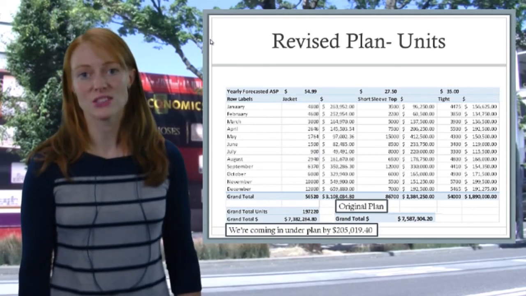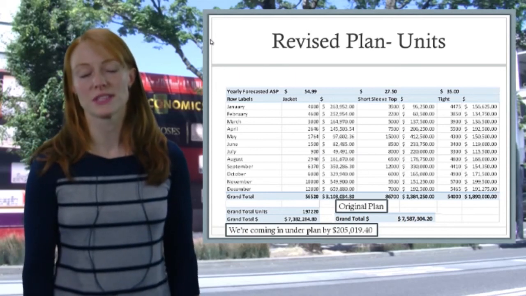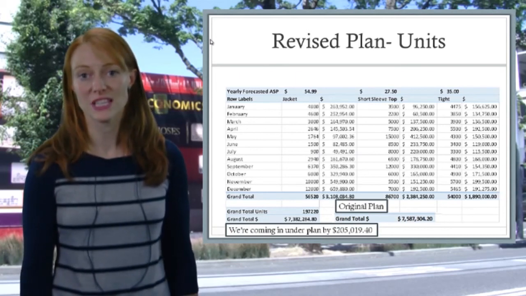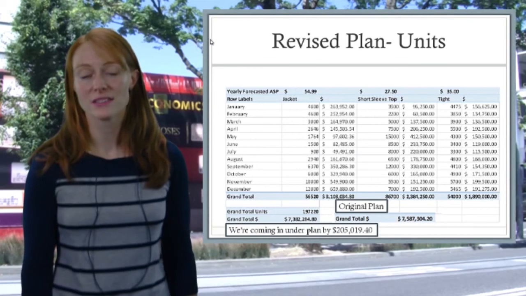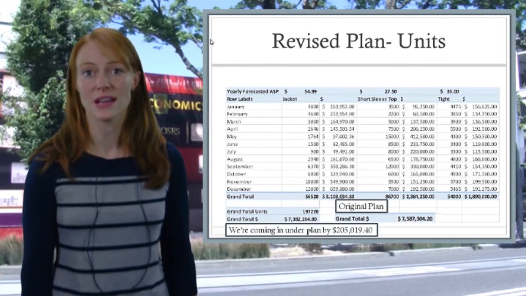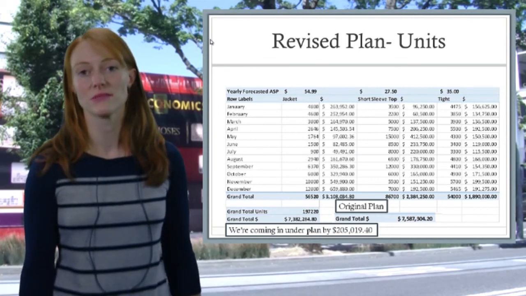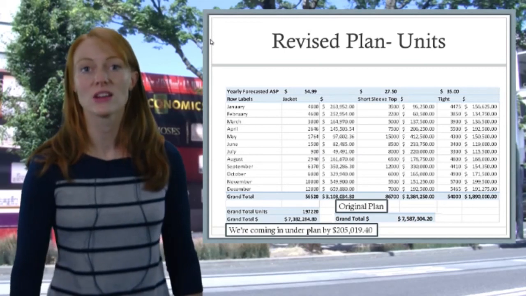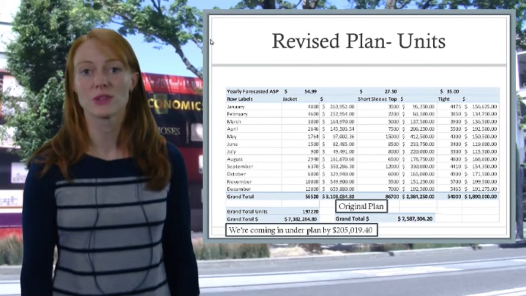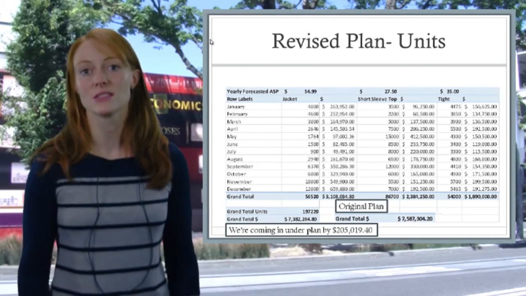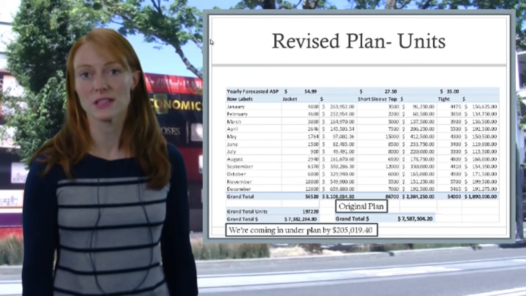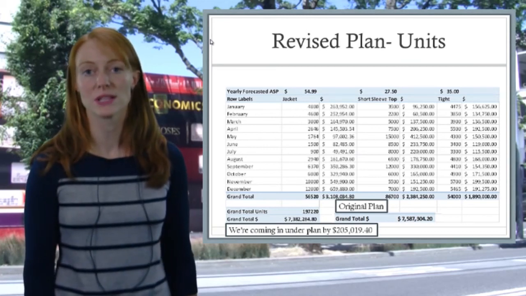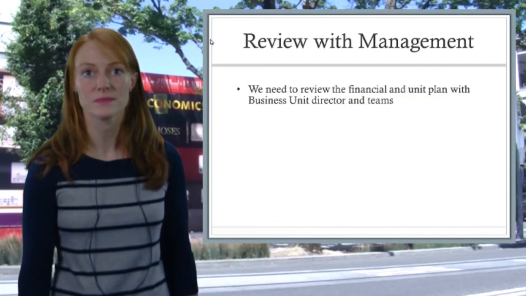Really, is it okay to just drop $200,000 out of our plan financially? Probably not. So this is where we need to go to the next steps of raising the red flag to management and saying that how our plan is working out for our running business unit isn't going to hit our financial goals for the year. We need to see what else we can do to make up the difference there.